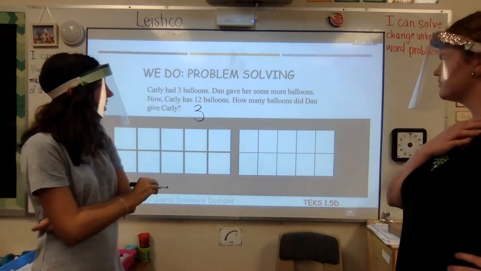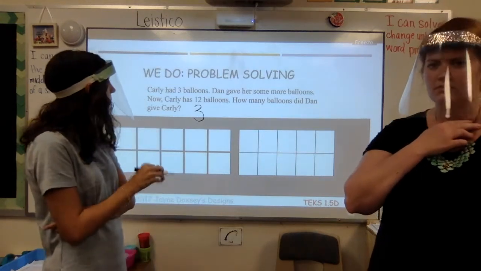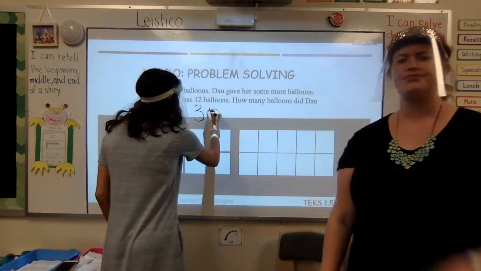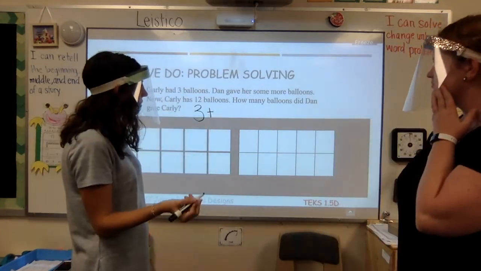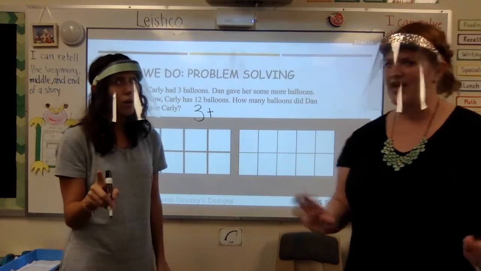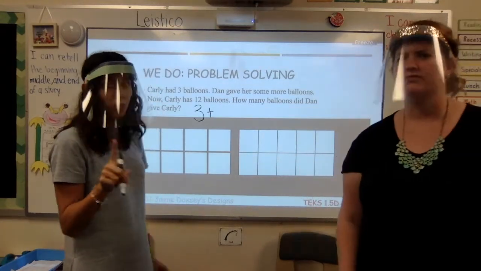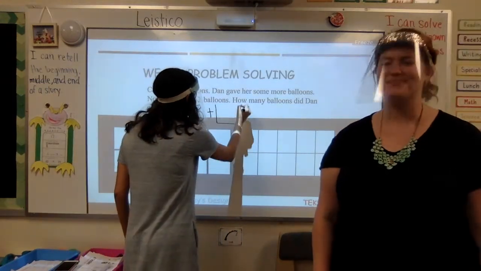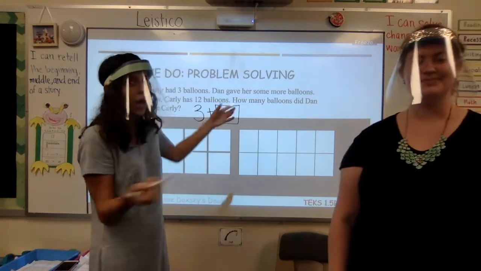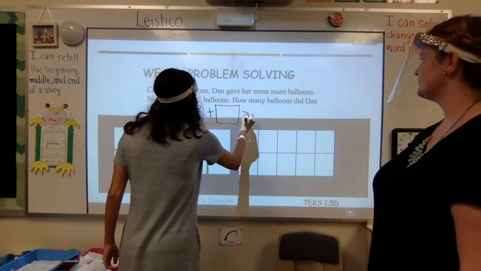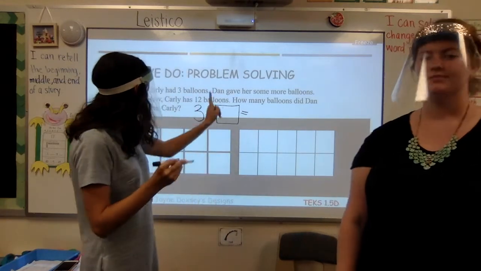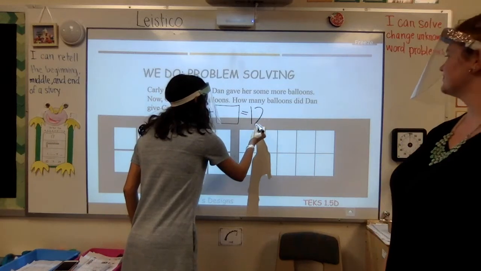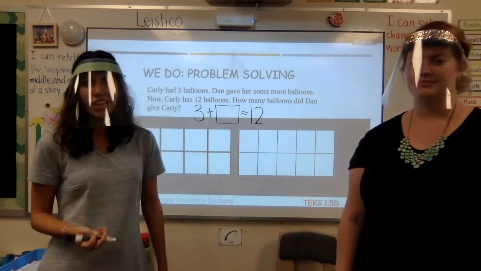And then it says Dan gave her some more balloons. So I know if she is being given balloons, that means we're going to add more balloons. So we're going to add some more. I don't know what number that is, Miss Lestico. I remember that when we did word problems last time, some is always our mystery number. That's right, it's not a real number. So we have to figure out how many she was given. So she had 3. She was given some. Now Carly has 12 balloons. So my result would be 12 balloons at the end.